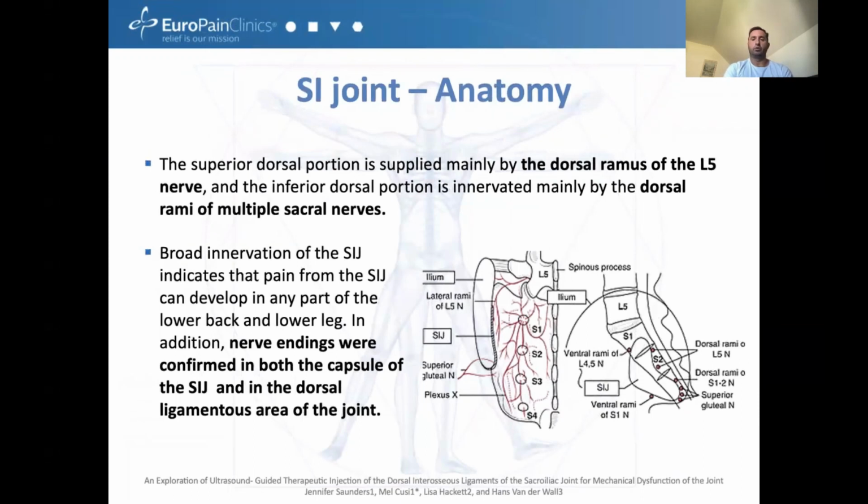Anatomy, all of you know about the anatomy and innervation of the SI joint, which is very complex. It's coming from maybe L4, L5 medium branches, maybe even the higher levels. And then you have to think about lateral branches as S1, S2, S3, which is a posterior innervation. And then also we have an innervation of the anterior part, which is impossible to treat because we don't have access to the anterior part. And what is important to realize, nerve endings were confirmed in both the capsule of the SI joint and the dorsal ligaments area of the joint.